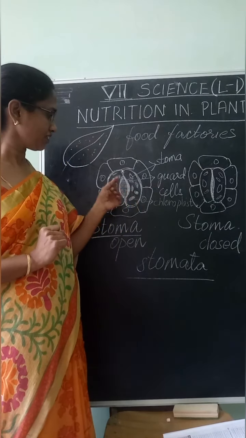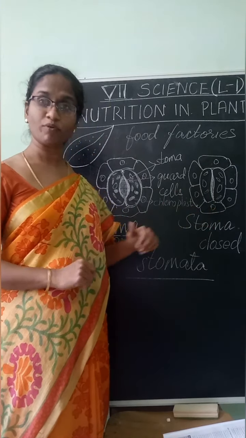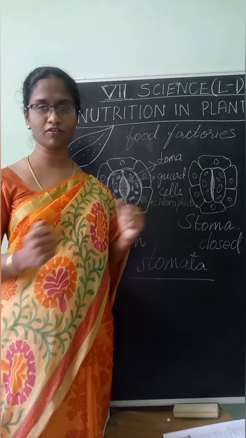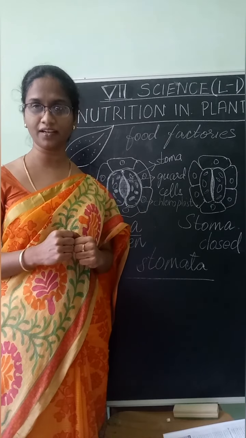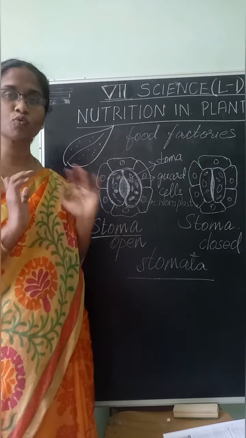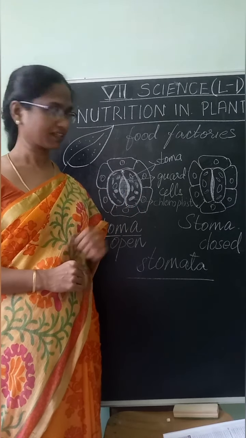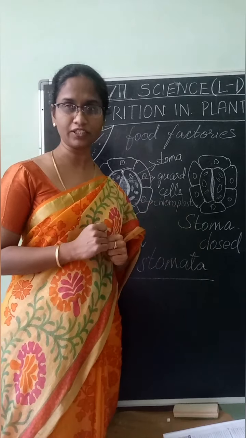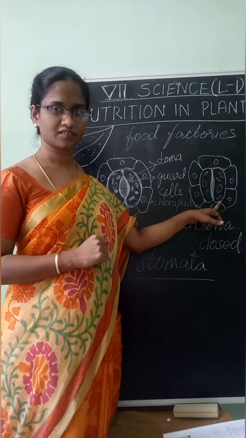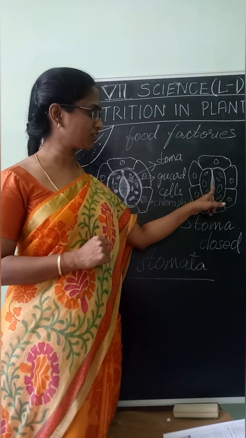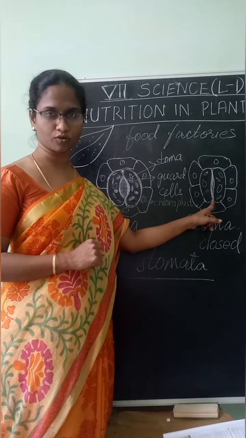Now see here children, the stoma is wide and open here. Here it is closed. Now when does it open and when does it get closed? During the daytime, when the plants absorb water from the soil, the guard cells get swollen. When they swell, the stoma opens up. During night time, they don't absorb much water. So look at the condition of the guard cells. They are not swollen here. So the stoma closes. This is the open stoma and this is the closed stoma.